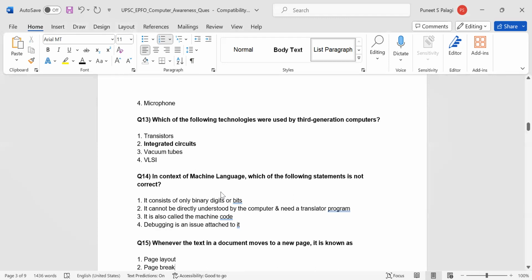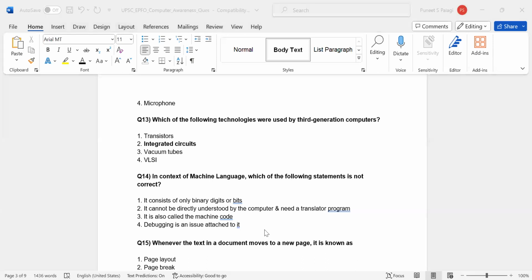So the machine language consists of only binary digits. This is also correct. It is also called machine language. This is also correct. Debugging is an issue attached to it. It's also correct. But the incorrect one is it cannot be directly understood by the computer and need a translator program. So this one is not correct.